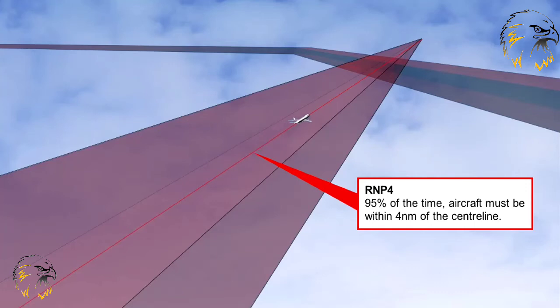Some other terms you may come across are BRNav, Basic Area Navigation, which is suitable for use in RNP5 airspace, and PRNav, Precision RNav, which is suitable for use in RNP1 or better.